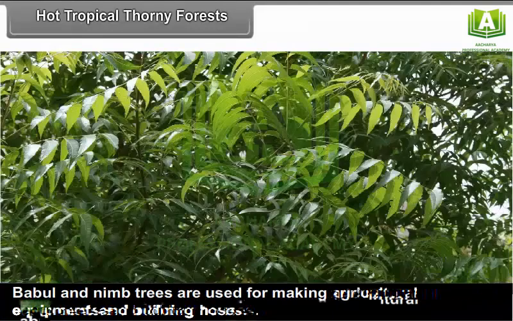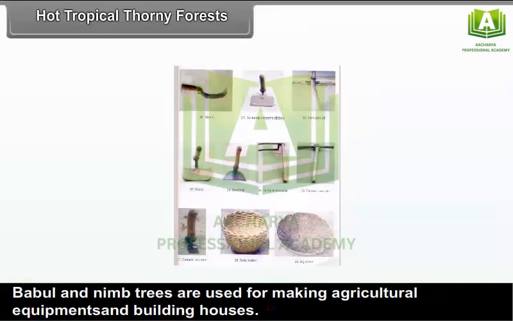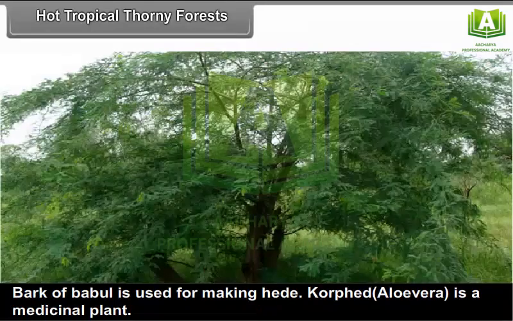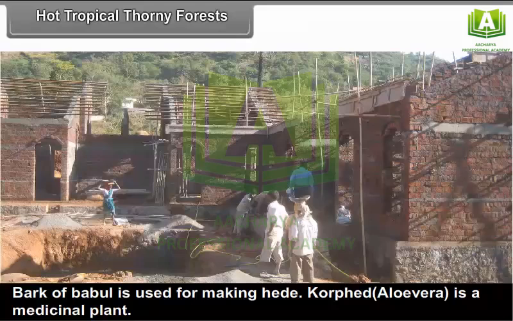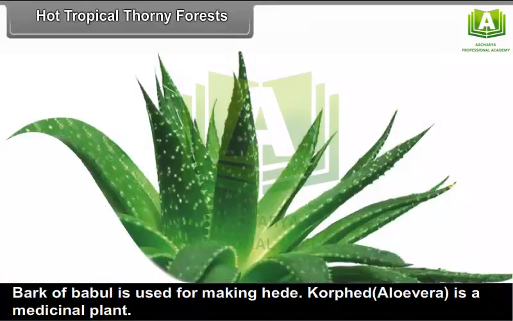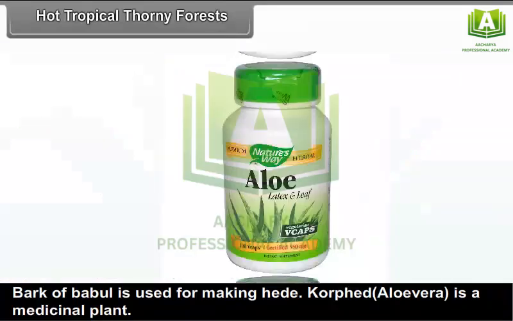Babul and neem trees are used for making agricultural equipment and building houses. The bark of babul is used for tanning hides. Korphad, aloe vera, is a medicinal plant.